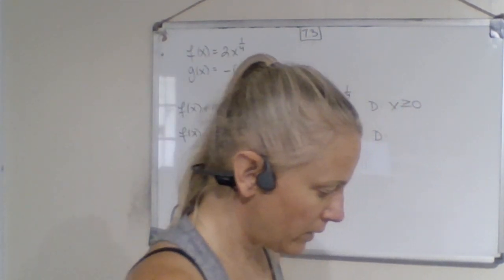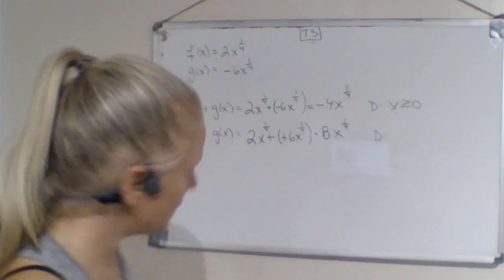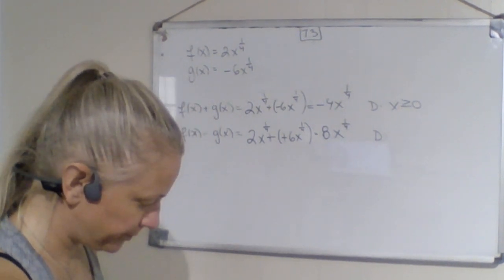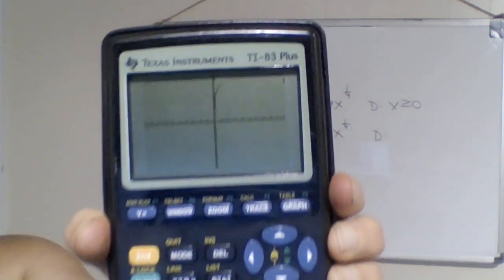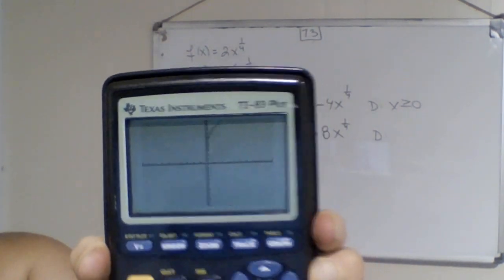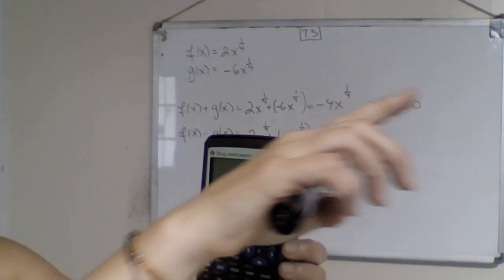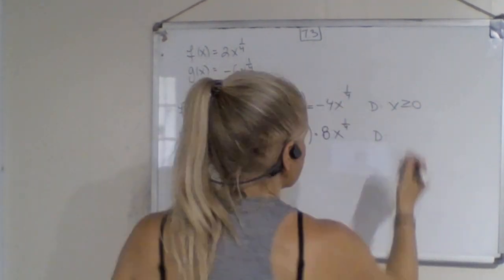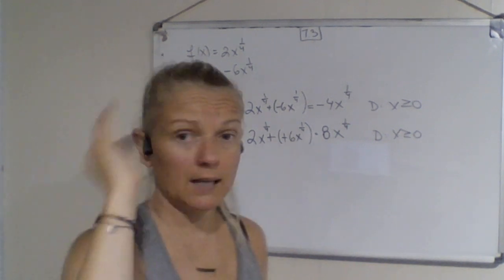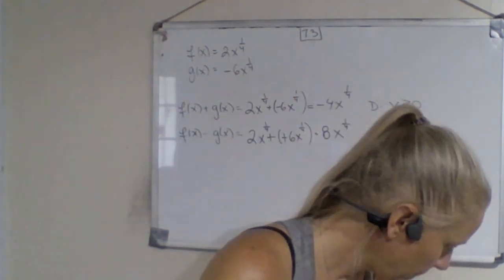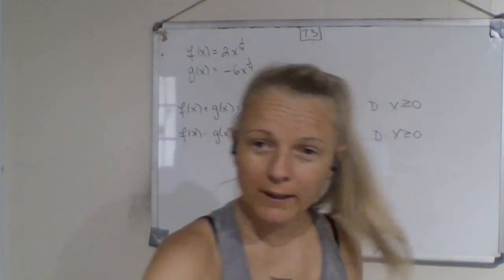If I do the second one, instead of negative 4, I get an 8. And then I do zoom 6 again. Yes, it goes on the top, but again, it starts at 0 and it keeps going. My domain is x is greater or equal to 0. That's how I know it starts at 0 and I can't see where it goes, right? And that was your example 1.